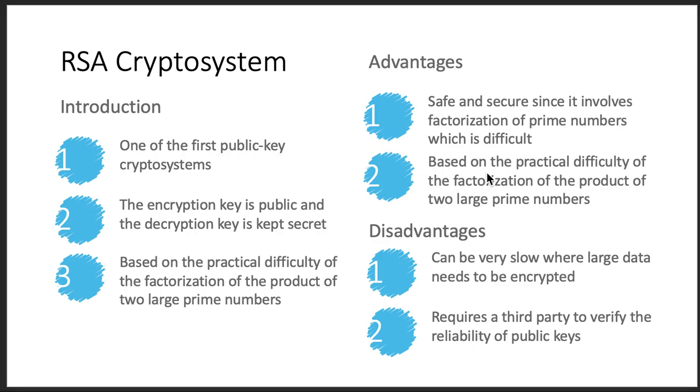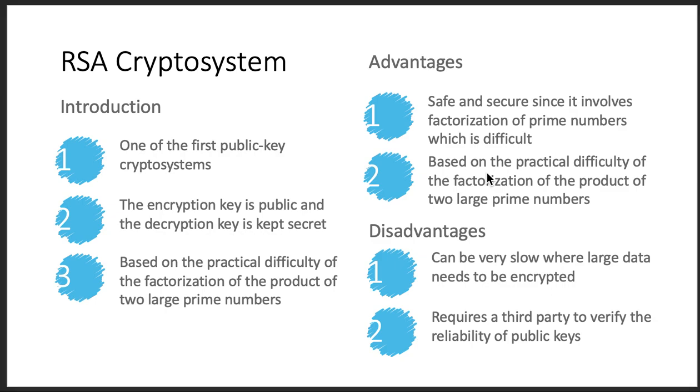It is one of the first public key crypto systems. It is an asymmetric crypto system, meaning that the public and the private keys are different. You use the public key to encrypt and use the private key to decrypt. And it is based on the practical difficulty of the factorization of the product of two large prime numbers.